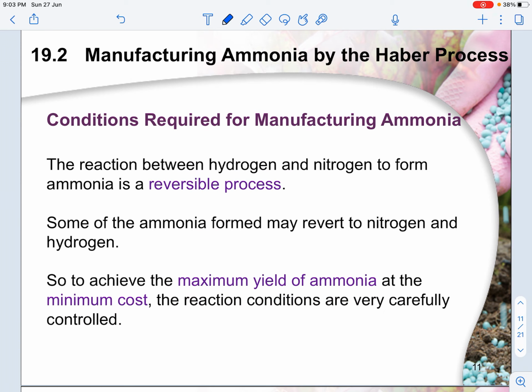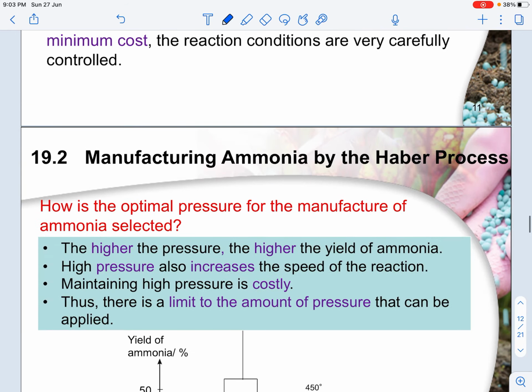So this reaction between hydrogen and nitrogen to form ammonia is a reversible process, and some of the ammonia formed can be reverted to nitrogen and hydrogen. So in order to maximize the yield, that means producing the highest amount of ammonia at minimum cost, the reaction conditions have to be carefully controlled.